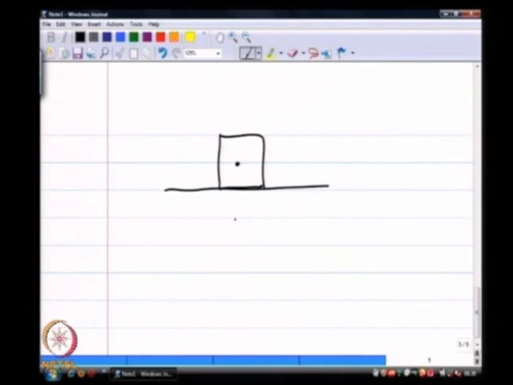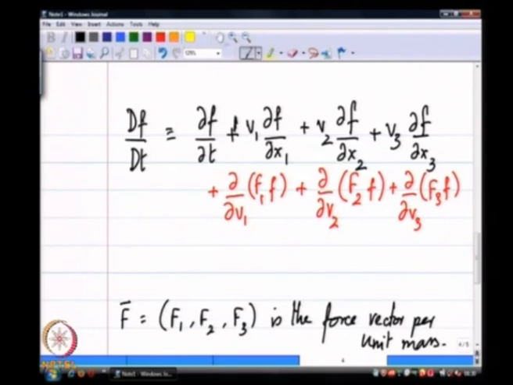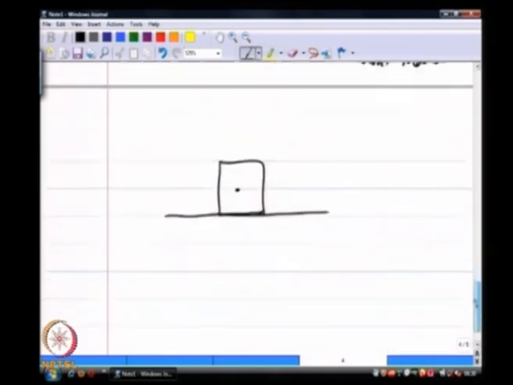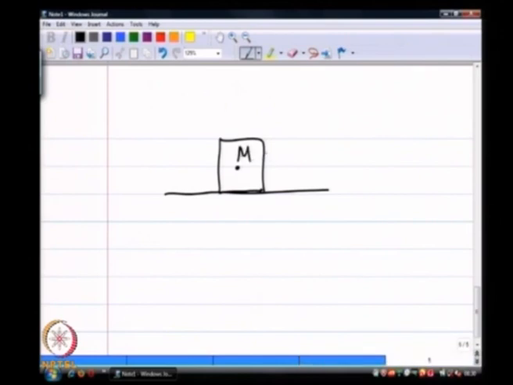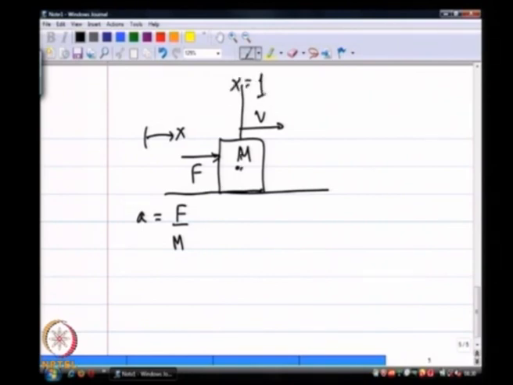If I take a block of mass m being pushed by a force F, let us say it is initially moving at some velocity v. The acceleration we know is F over m, and we are only going to look at one dimension, one spatial coordinate. Say, for example, it is currently at this location, which is x equal to 1.